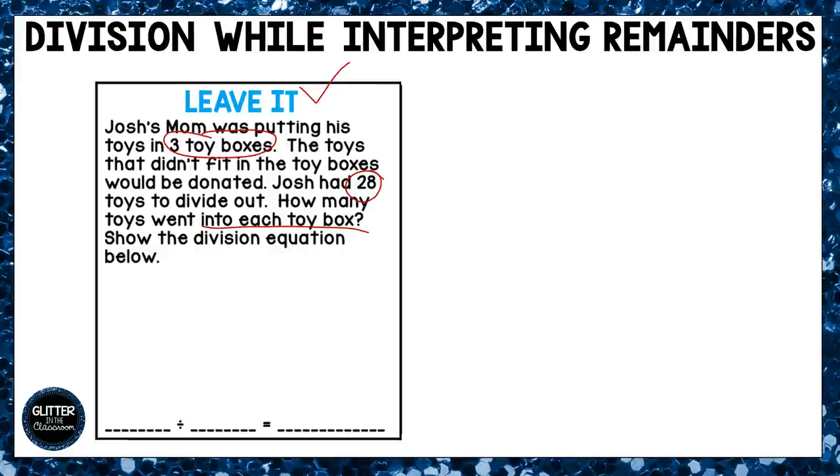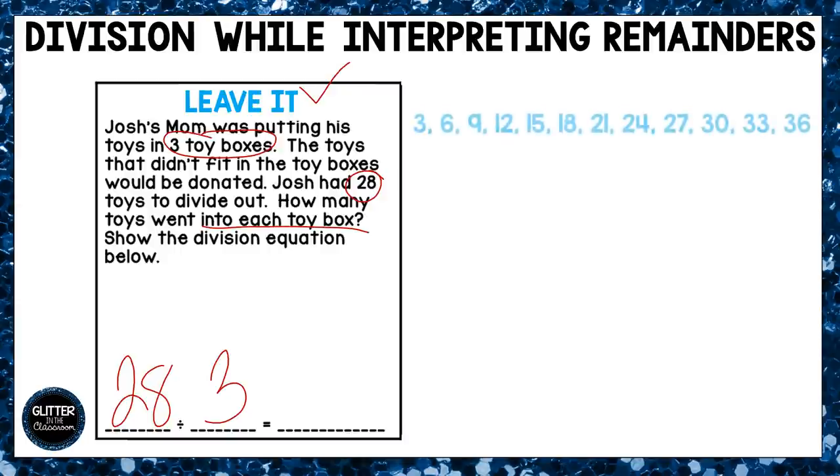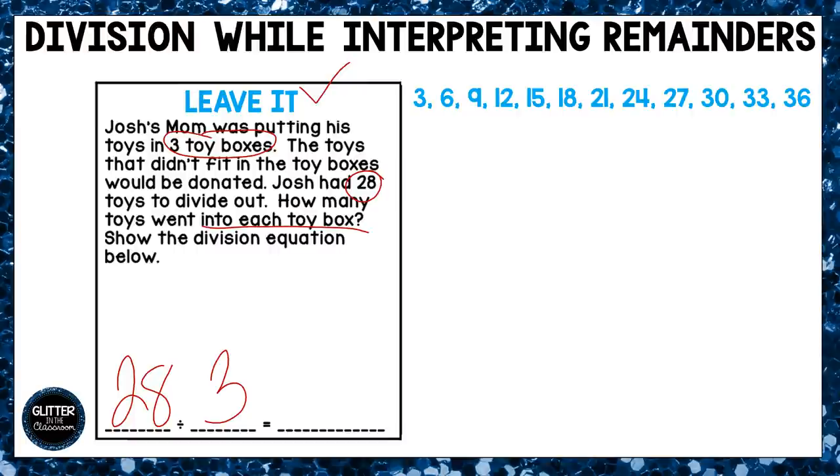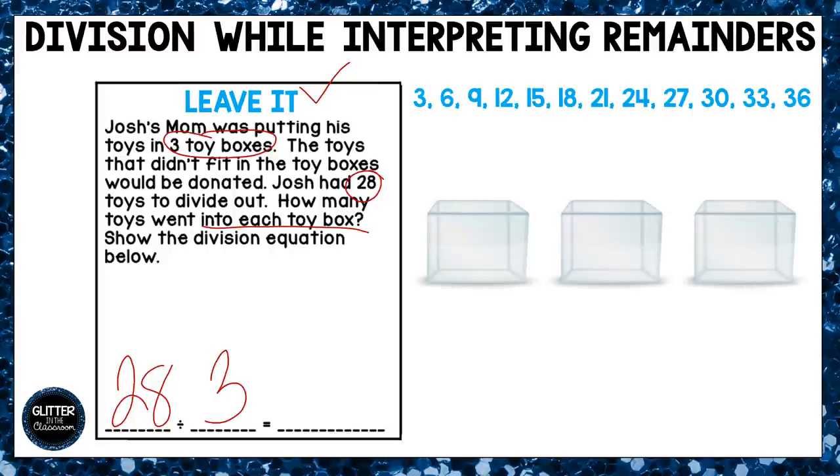Okay, I know that I have 28 toys to be divided into three toy boxes. And now I know that 28 does not divide by 3 evenly, so that's telling me that I'm going to have a remainder. So let's set this problem up. Here are my 3s. Do I ever see 28 when I skip count by 3? No. Here are my toy boxes. Those are my groups.